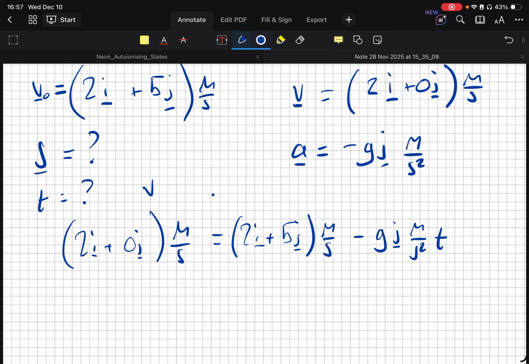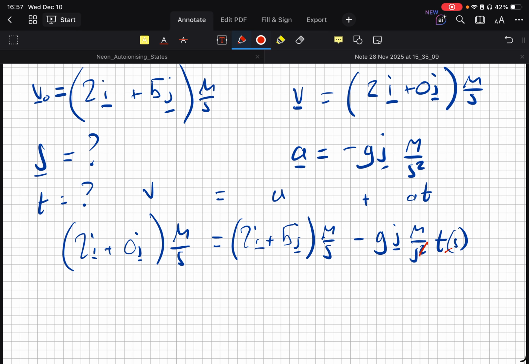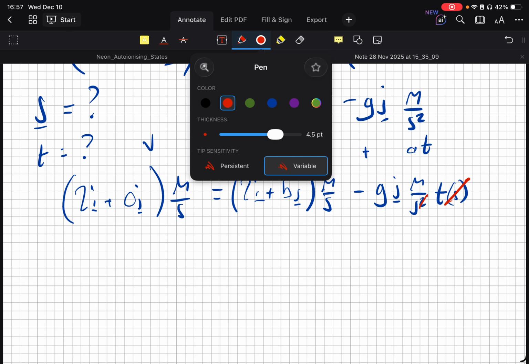Okay, so just to make clear, the Suvat equation we're using here is v equals u plus at. The time, of course, is in units of seconds, and we just check that our units match. We've got meters per second on the left-hand side, and this is in meters per second. Of course, this will cancel with that, and we'll end up with meters per second as well. So everything checks out there.